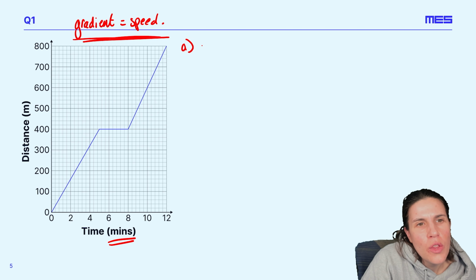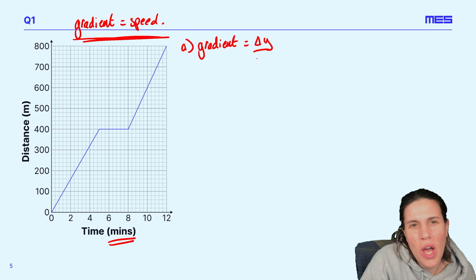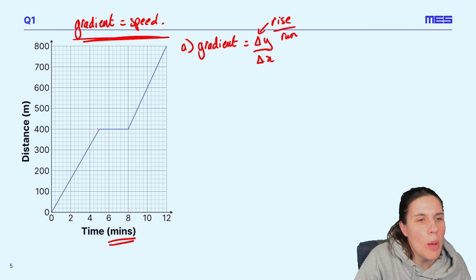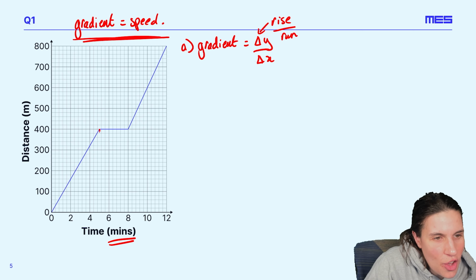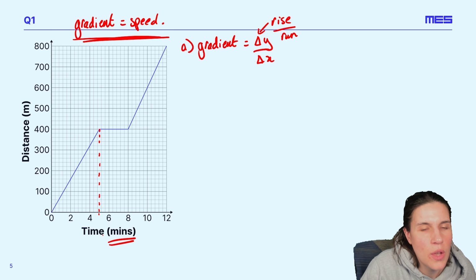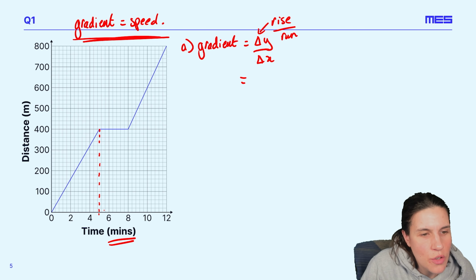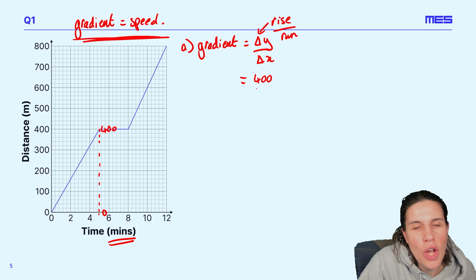So the gradient is calculated by working out the change in y and dividing it by the change in x. Now, this is sometimes called rise over run. So it's how much the line goes up divided by how much the line goes along. And I've been asked to find the speed in the first 5 minutes. So just for this bit to the left of this dotted line that I'm drawing here. Okay. So the change in y is going to be how much this line has gone up by. So it's gone from 0 to 400 meters. So my change in y is going to be 400.